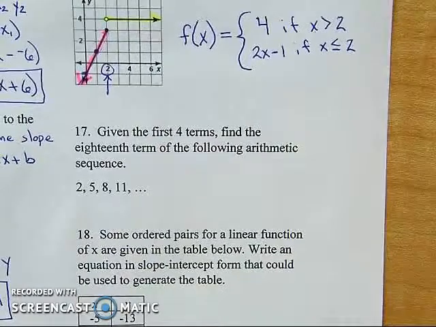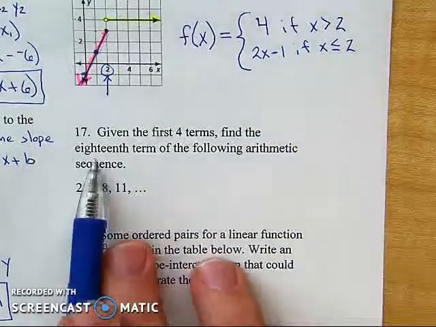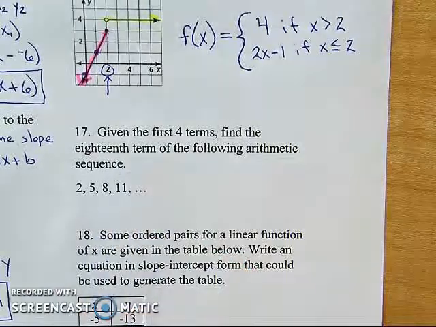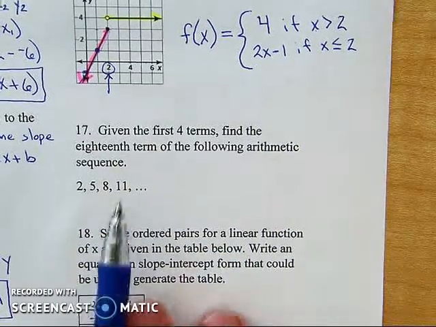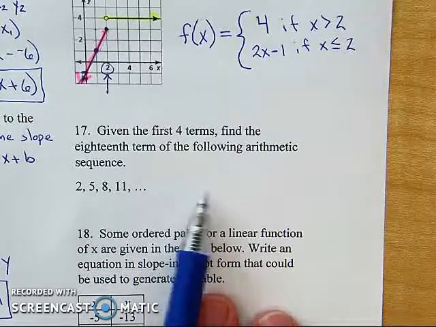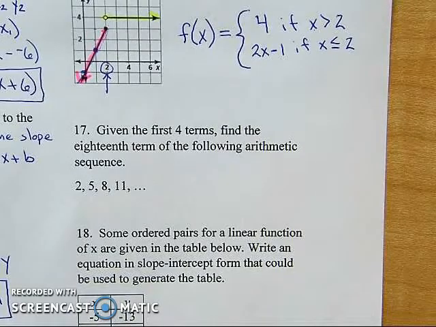Number 17. We're going to be given the first 4 terms of an arithmetic sequence, and then it says to go ahead and find the 18th term. Now, some people I know are going to just figure out what the common difference is and then figure out every single term until the 18th. And you can do that. But I'm going to do it a different way here.